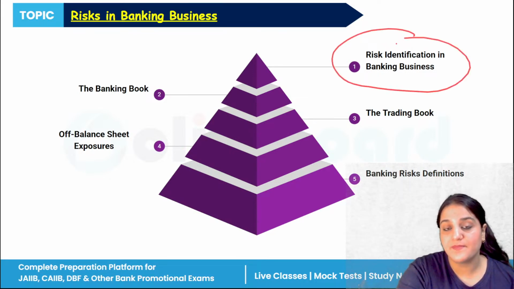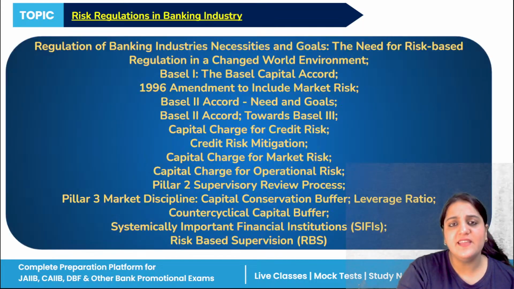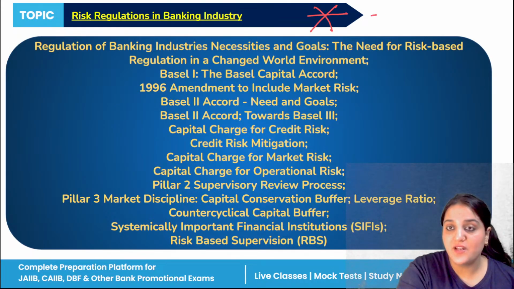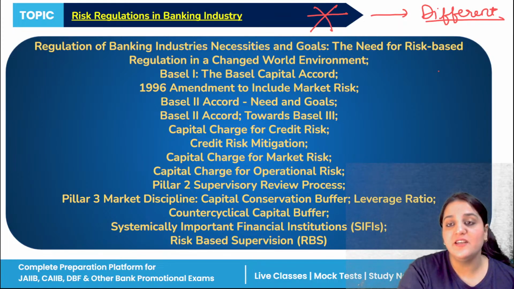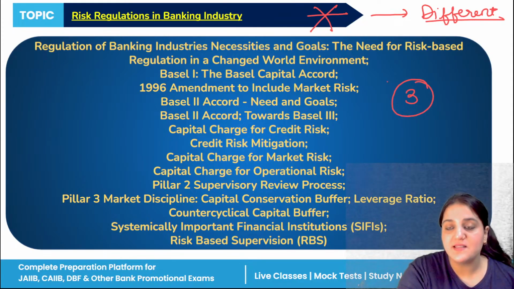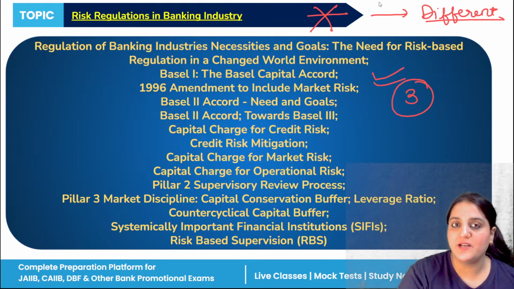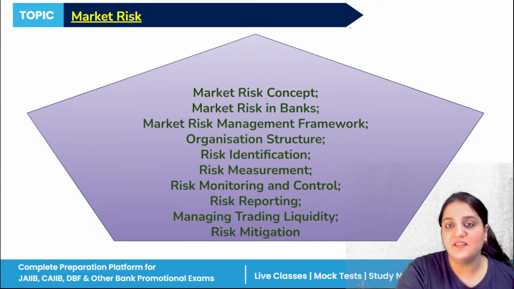banking business. Important chapter. This is one of the most important chapters. In this you will learn about different pillars: Basel 1 Accord, Basel 2 Accord, Basel 3, and then you will learn about all the three pillars. This is, we can say, an important chapter. Then after this there is market risk.